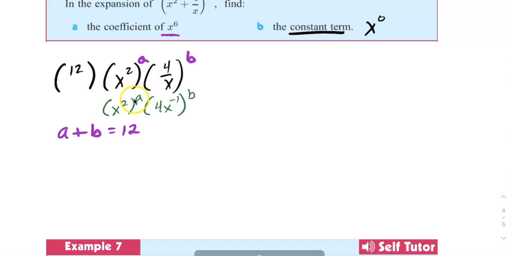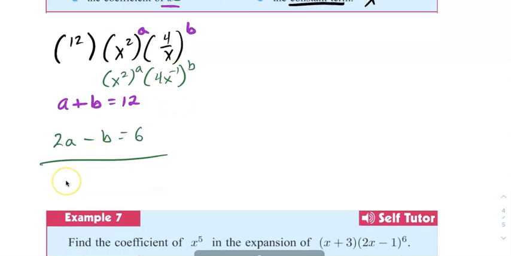Now I only care about the powers. So how do I get the power here? I multiply these together and I get 2a. How about the power here? You multiply them together and you get negative b. And when I add these powers up, I'm looking for x to the 6th. I'm looking for 6. So that's my equation. a plus b equals 12. And then look at the powers. 2a, multiplying those together, and negative b, multiplying those together. When I add those up, I want to get x to the 6th.